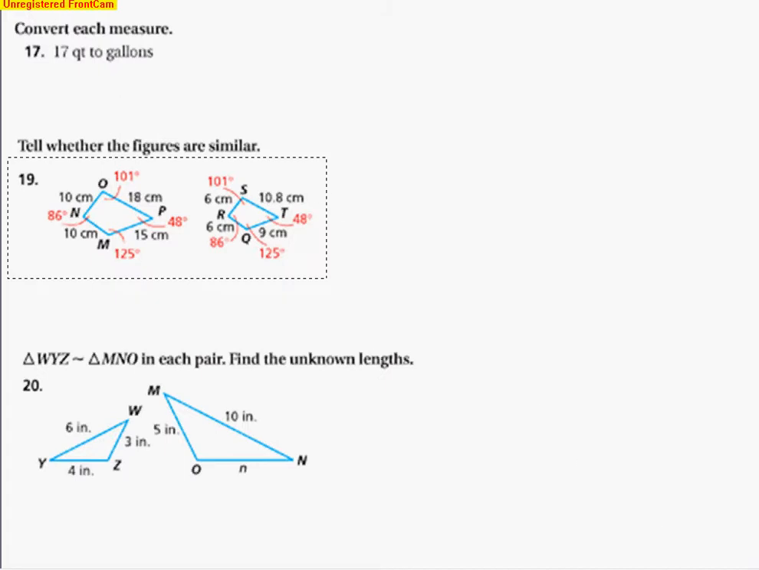This is part 2 for page 277, the chapter test in the hard book. And here are some sample problems from that. First one we're going to do in this part is convert each measure.